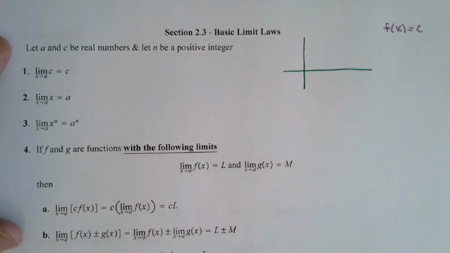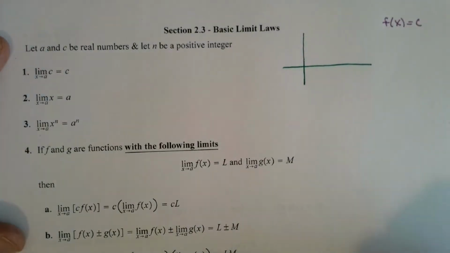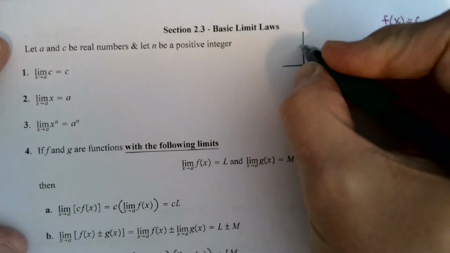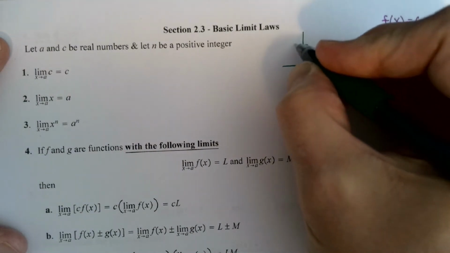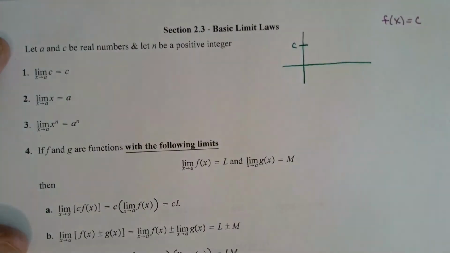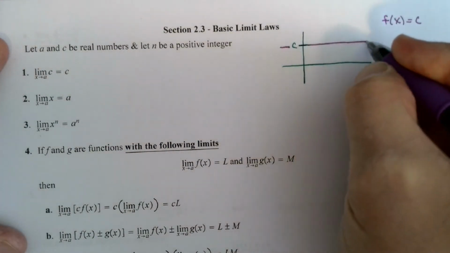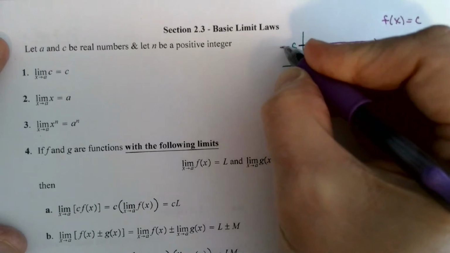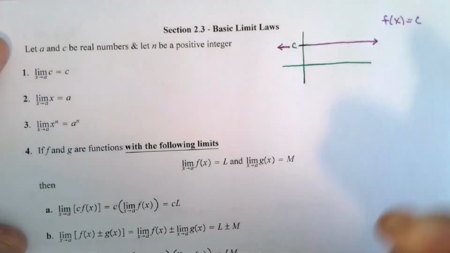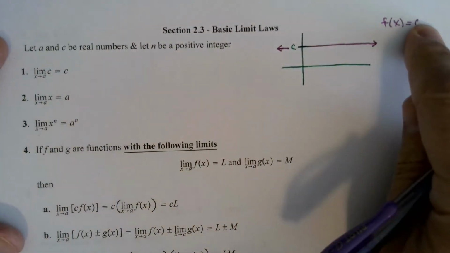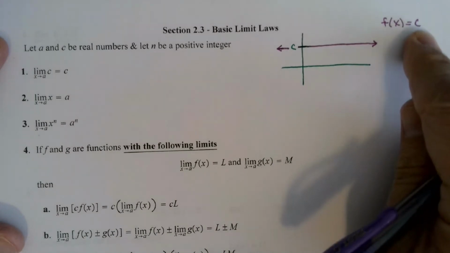All right, c is some constant, some fixed value. Let's suppose c is positive. So here y is c. Then the graph of this function would simply be just a horizontal line, just a linear function in effect. It's the graph of a line with slope 0. And so there it is.